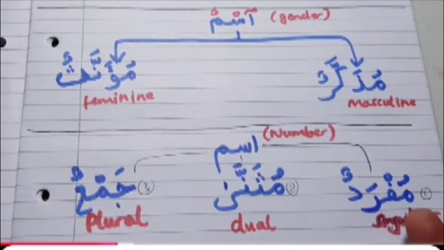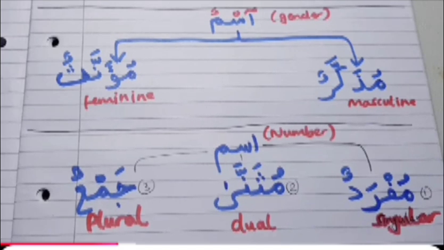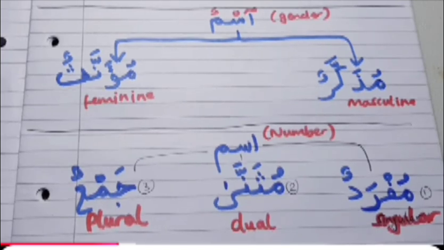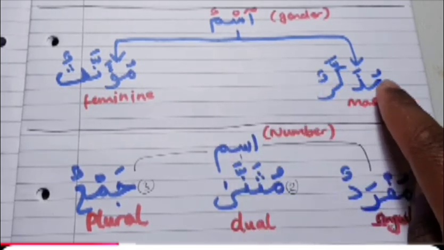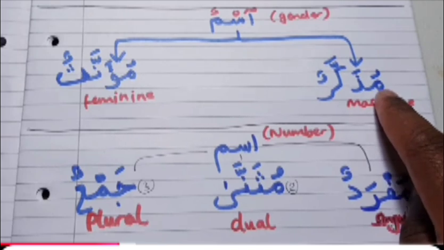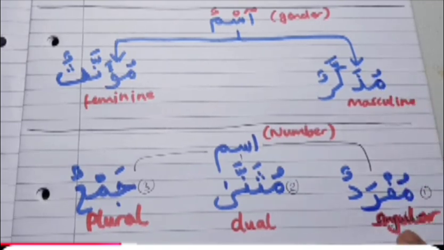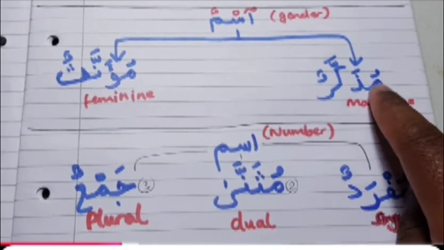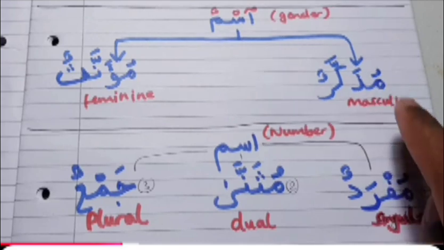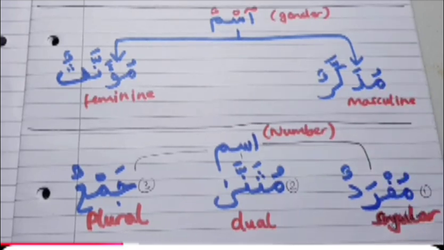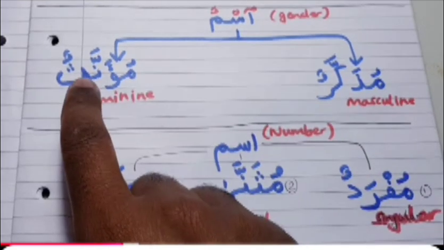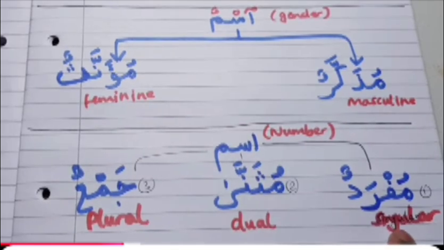Singular is referring to one thing. So if I say kursiyun, the example that I used previously, kursiyun is mudhakkar, a masculine noun. The gender within kursi is masculine. The number within kursi, I'm referring to one chair, so it's singular, mufrad. So kursiyun is mufrad and mudhakkar. If I say sayyaratun, car is feminine and it's singular. I'm talking about one car.